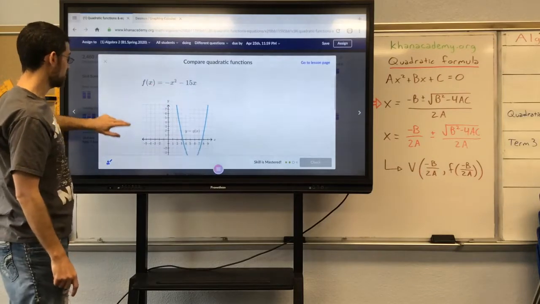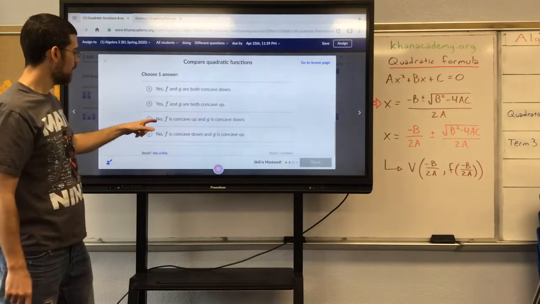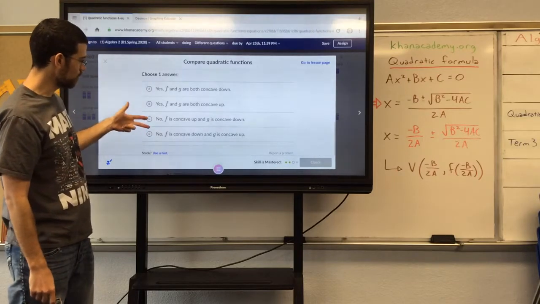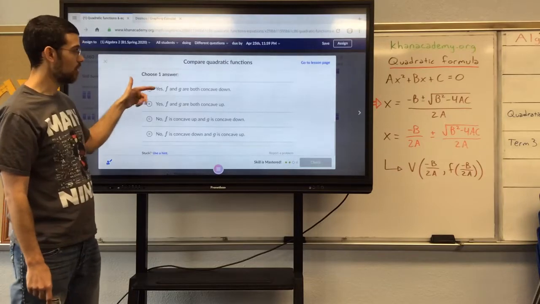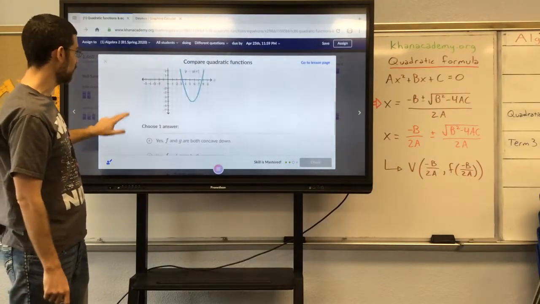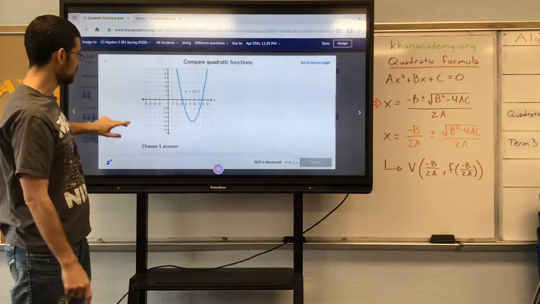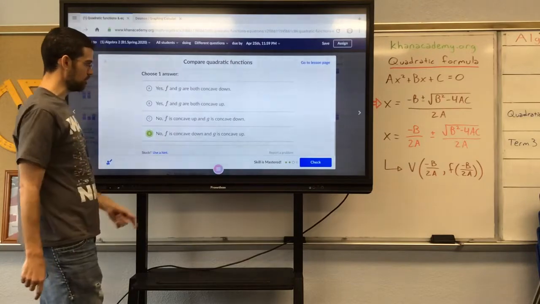So, to answer this question, no. We have two possible answers that are correct. These are incorrect because one was concave up and the other was concave down. Now we have to be careful. G is the function that's concave up. That's selection D.